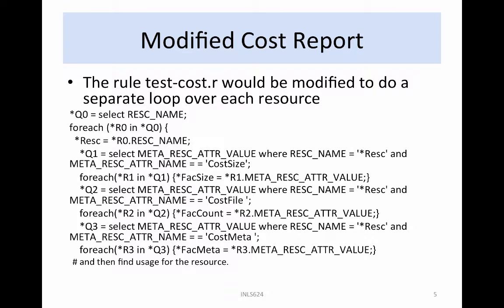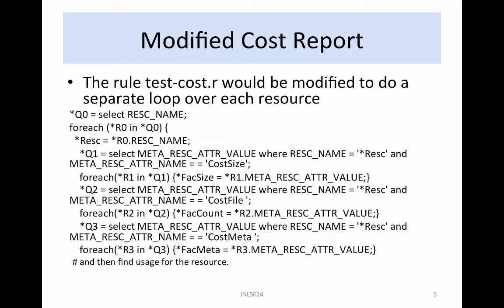To generate cost reports that use separate cost factors for each storage system, the rule test-cost.r would be modified to do a separate loop over each resource. Define a query to select the resource names. For each item in the list, extract the resource name, and then select the meta resource adder value, where the resource name is what was extracted, and the meta resource adder name was cost size.